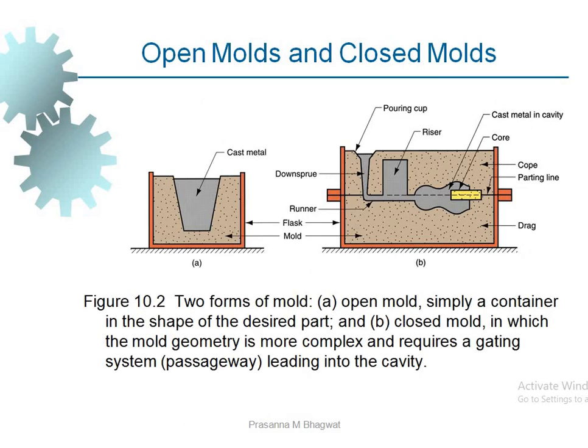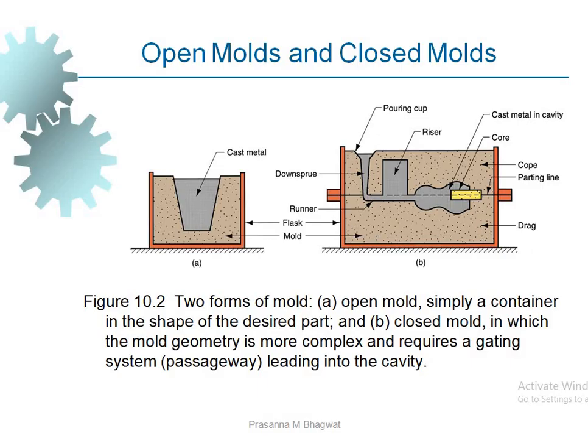So here in front of you, you can find the two types of molds. The first part, A, shown over here, is called the open mold, which is open to the atmosphere, simply a container in the shape of the desired part. So this is the mold, and this is the cast metal you have to pour in this case.